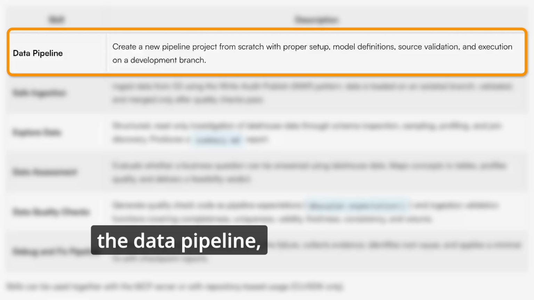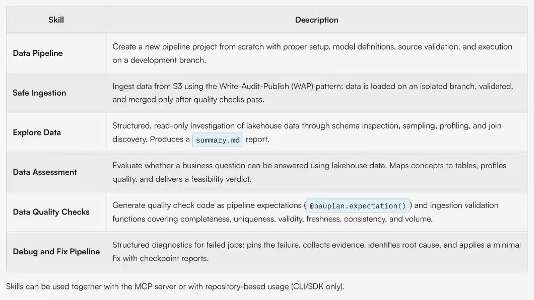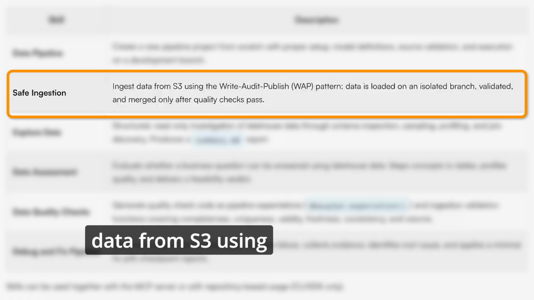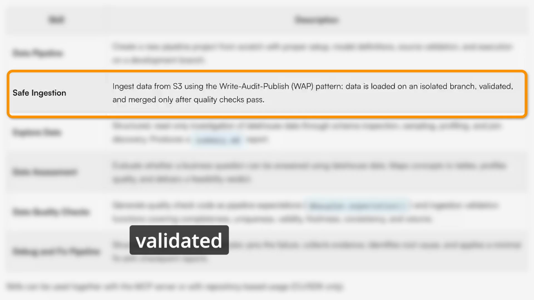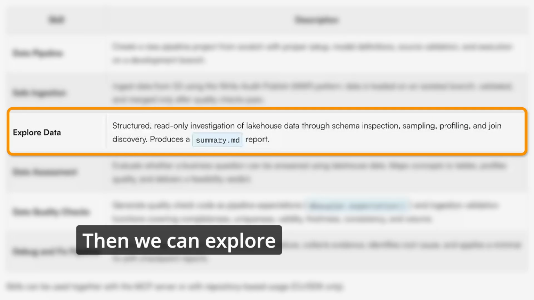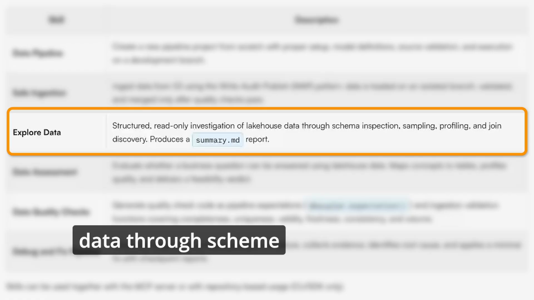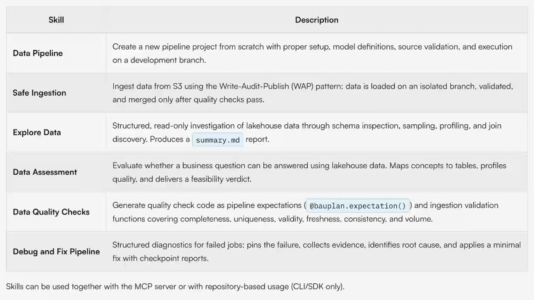So the first one is the data pipeline, where we create a new pipeline project from scratch with proper setup. Another one is safe ingestion. It's how we ingest data from S3 using the write audit publish pattern. Data is loaded in an isolated branch, validated, and then merged. Then we can explore data, structured read-only investigation of lakehouse data through schema inspection, sampling, and profiling.